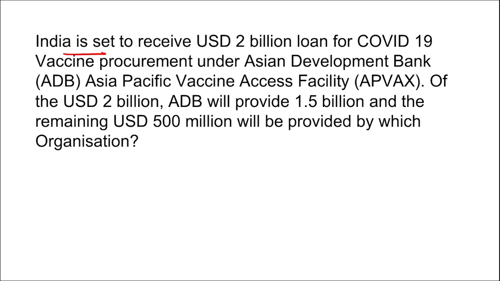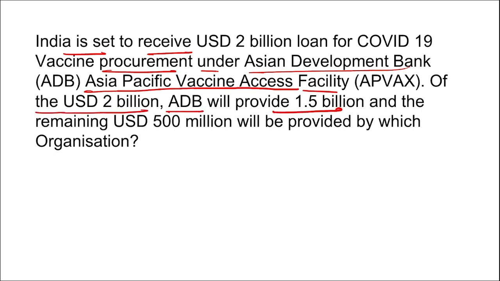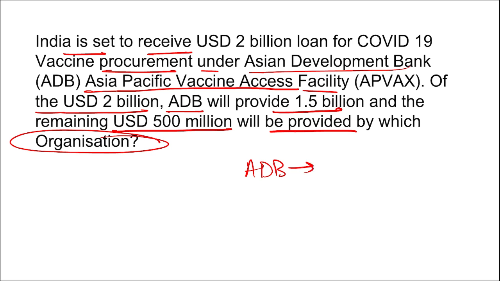Next, India is set to receive $2 billion loan for COVID-19 vaccination procurement under Asian Development Bank Asia Pacific Vaccine Access Facility. Of the $2 billion, ADB will provide $1.5 billion and the remaining $500 million will be provided by which organization? It is saying ADB will be providing $1.5 billion, and similarly, who will be providing the rest $500 million? It will be provided by AIIB, that is $500 million. What is AIIB?